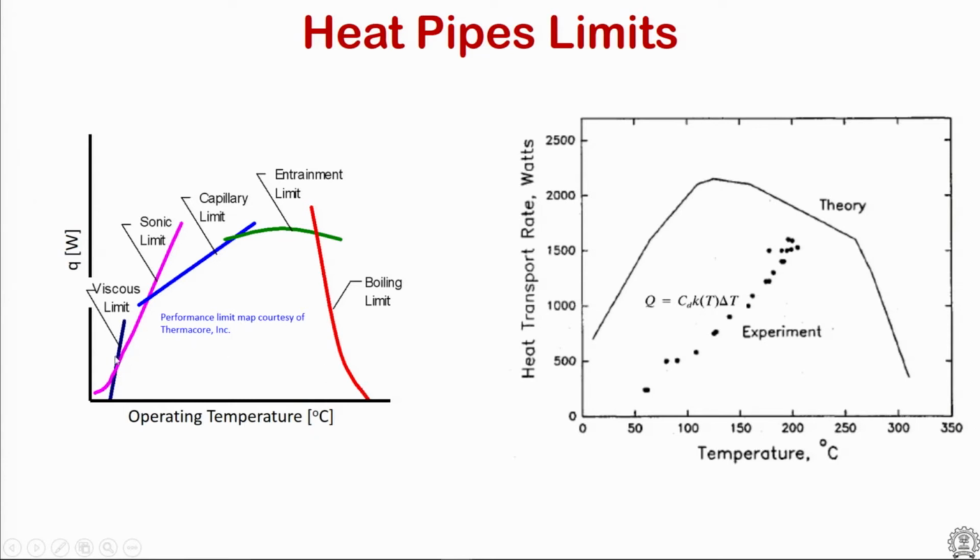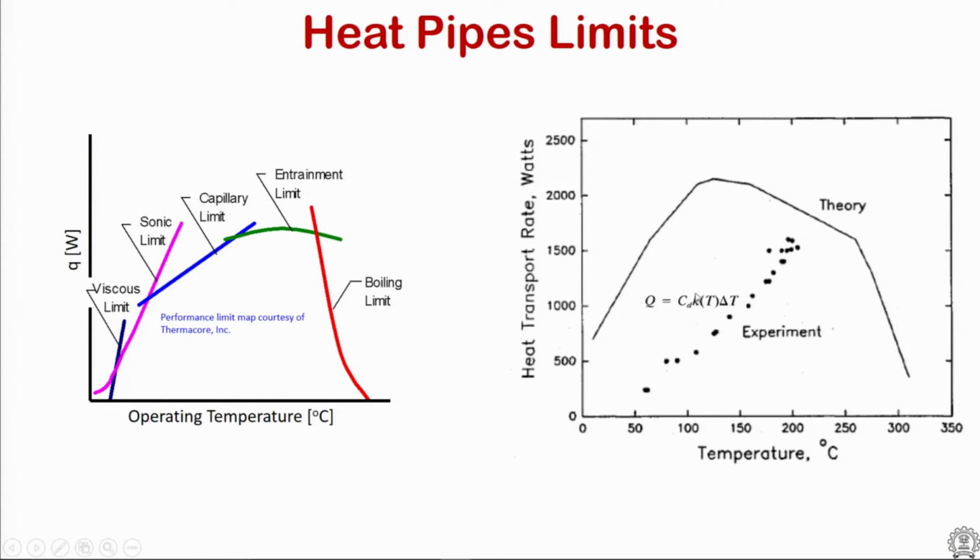So, the viscous limit happens at lower temperatures, the sonic limit comes at relatively low temperatures but still higher, then the capillary limit, the entrainment limit, and this is the boiling limit. And if you actually test a heat pipe as a function of operating temperature and plot heat transfer rates, the curve looks like this. Essentially, you will obtain a linear curve.